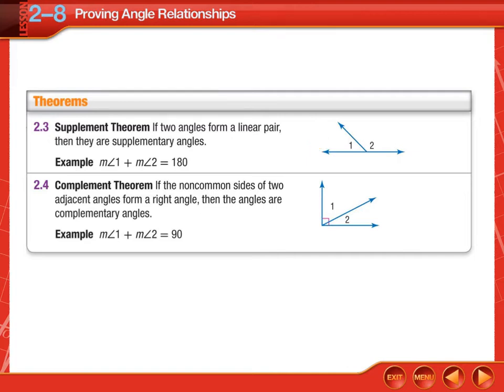And so because of the protractor postulate, or because of the angle addition postulate, we can say angle 1 plus angle 2 is equal to all the angles on one side of the line, which is 180 degrees from the protractor postulate. The complement theorem is another theorem that we have. If the non-common sides of two adjacent angles form a right angle, then we know that the right angle is 90 degrees. So therefore, because of the angle addition postulate, angle 1 plus angle 2 will equal the 90 degrees. And that's the definition of complementary.